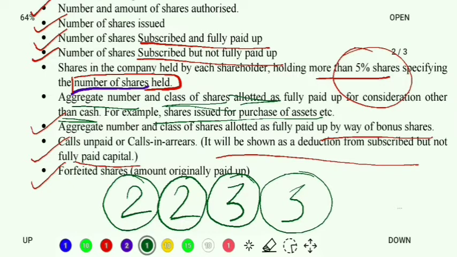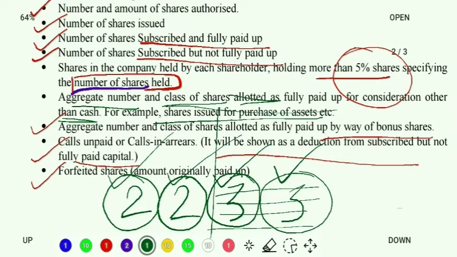Clear? Now for a particular shareholder, suppose Mr. X, what has Mr. X done? He has paid the application amount, he has paid the allotment amount, but he is unable to pay the first call amount and he is unable to pay the final call amount. That means this 6 rupees is actually what? It is continuously being calls in arrear, because the company is calling that you pay, but Mr. X is unable to pay, he is not paying.